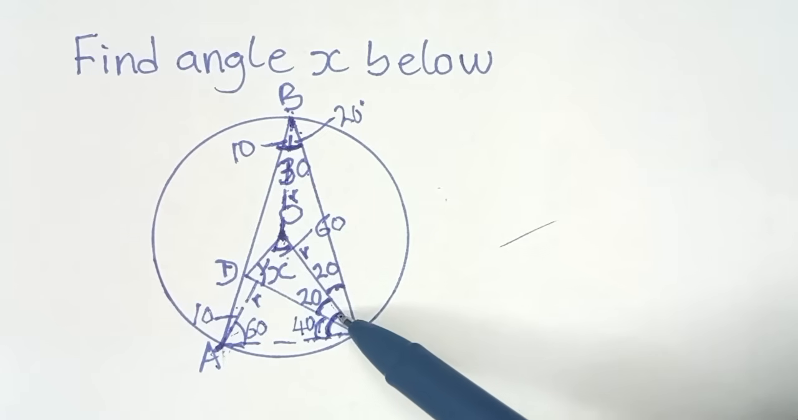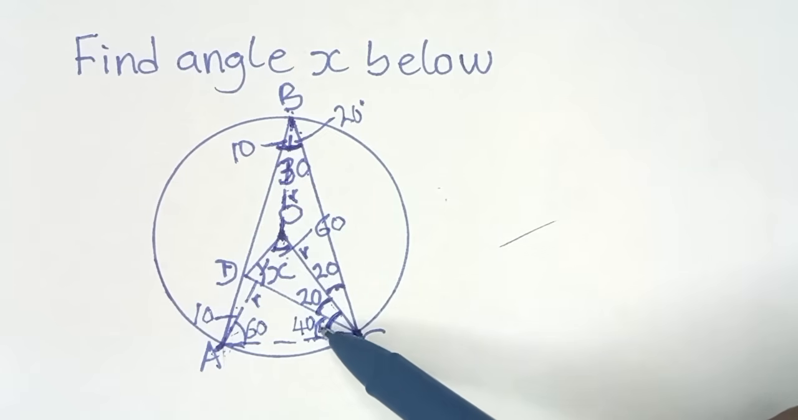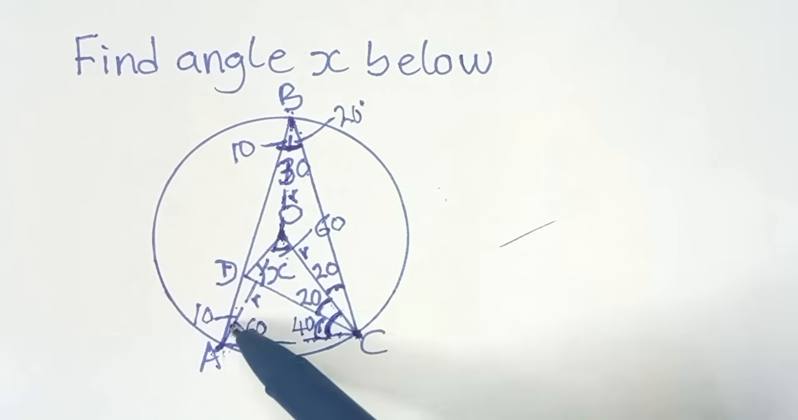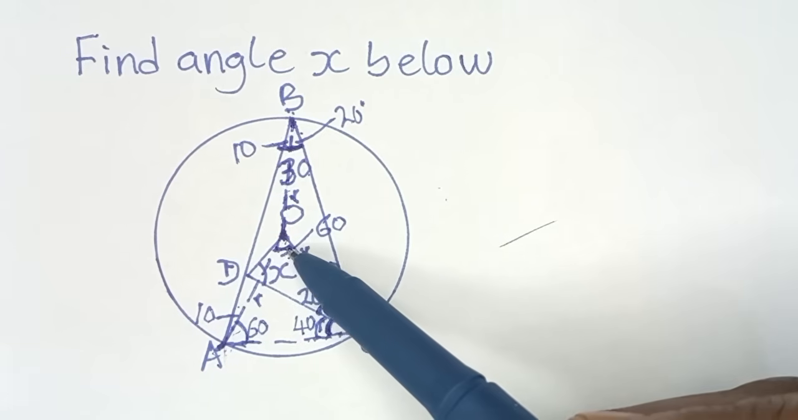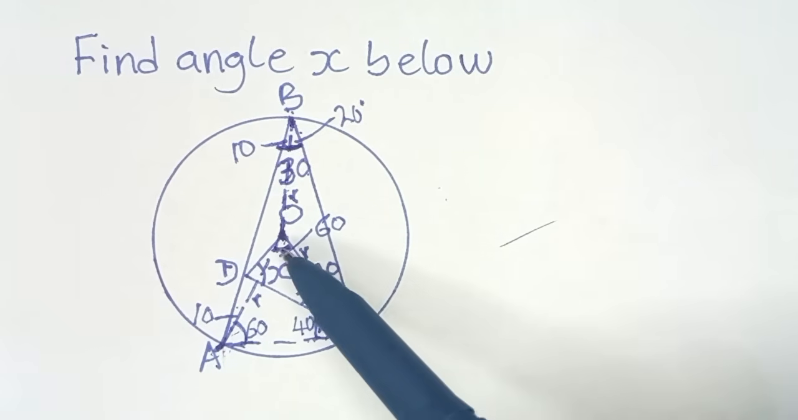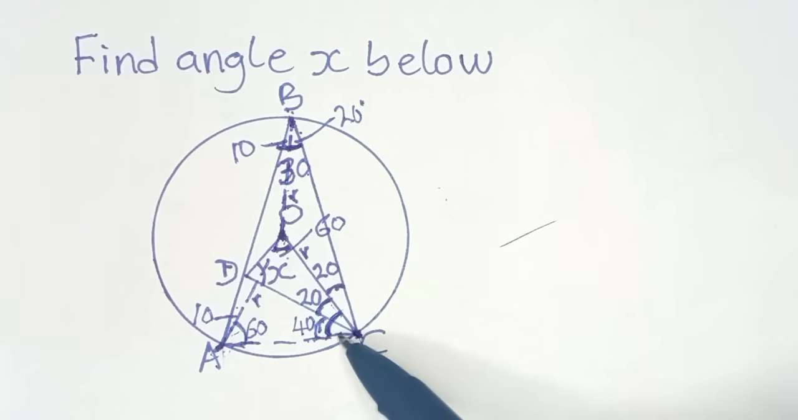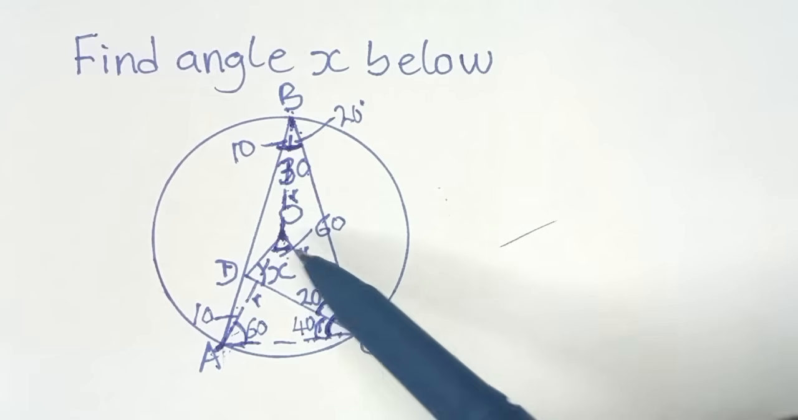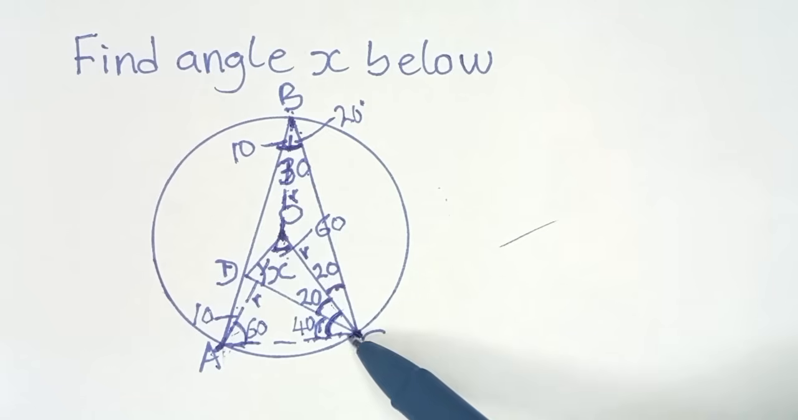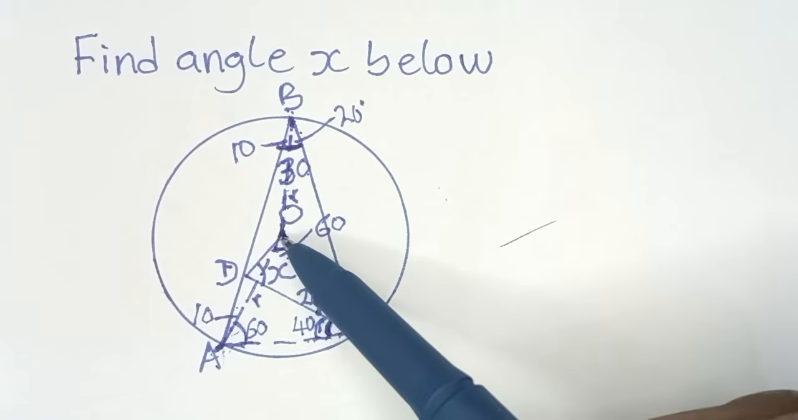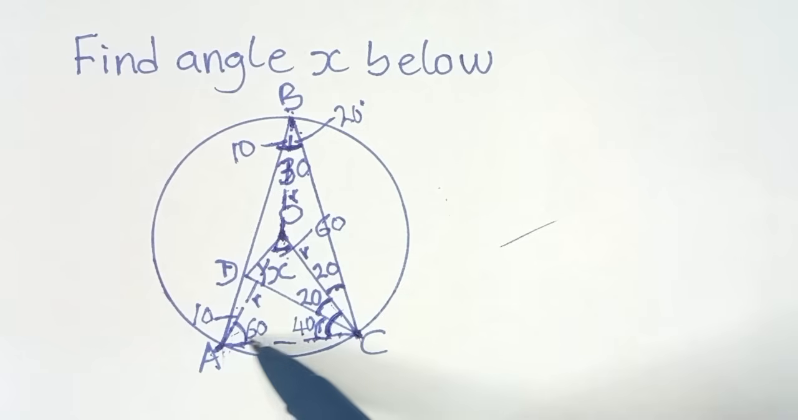So that the whole of this angle will be 60, and the whole of this angle will be 60. And then this top angle is also 60, telling us that this triangle is an equilateral triangle. You can see we have 60, 60, and 60. So triangle AOC is an equilateral triangle. How did we know? Because all the three angles are also equal.